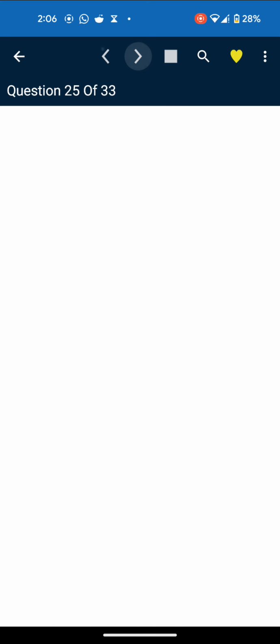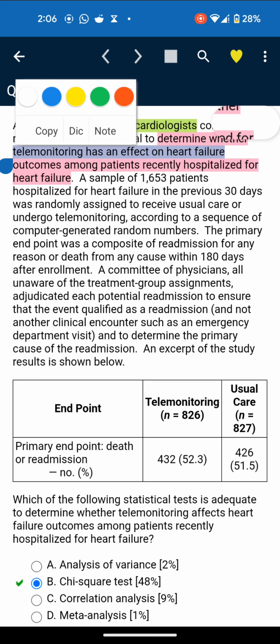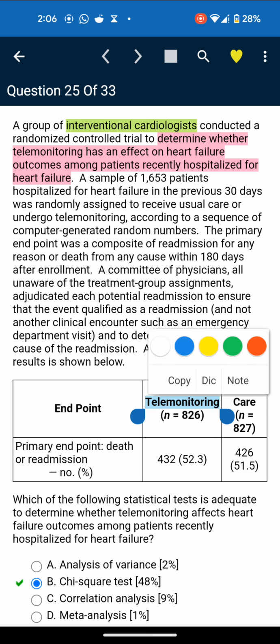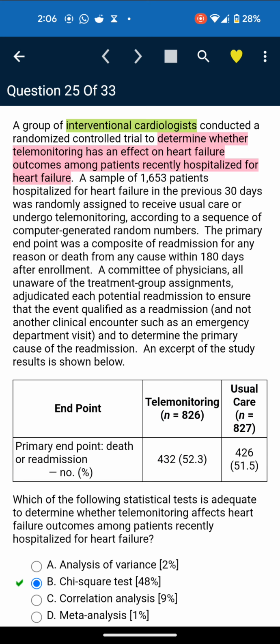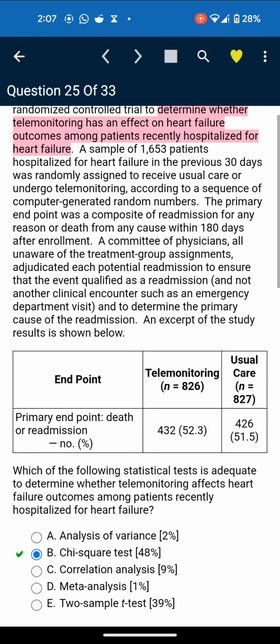Then we're going to see this question. They want to see whether telemonitoring has an effect on heart failure outcomes, right? What test can we use? So the endpoint is the primary endpoint, death or readmission, and telemonitoring. So both are categorical. Categorical can either be odds ratio, relative risk, or chi-square. So what can we use? They've given the chi-square test as an option.